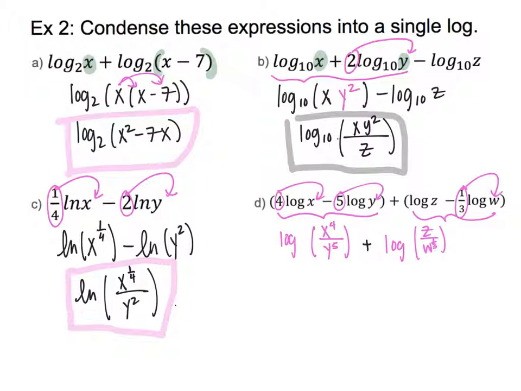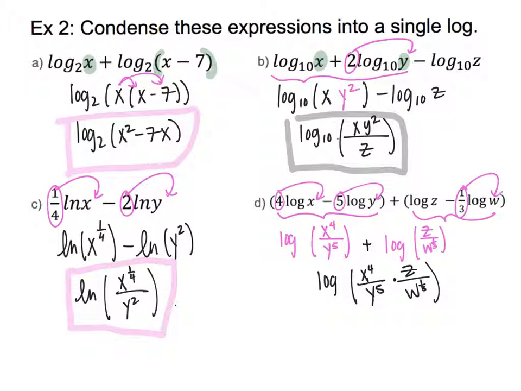Okay, so from here, I notice that these two logs are joined together with a plus sign. So that means I have to take this fraction and multiply them, because addition is multiplication to condense it. For addition, you need multiplication. So I have log x to the 4th over y to the 5th times z over w to the 1/3 power.